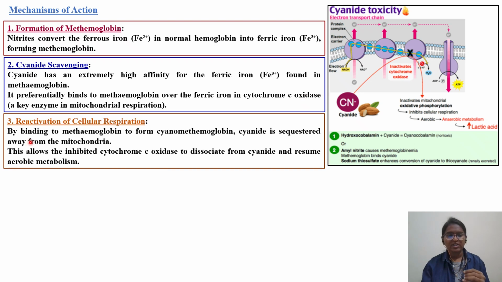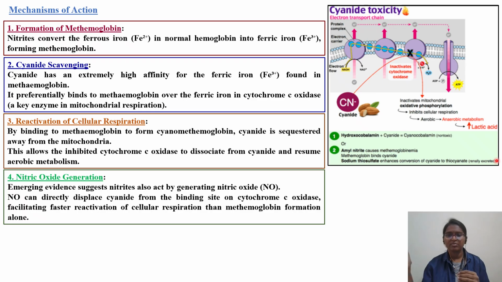Third step is reactivation of cellular respiration. By cyanide binding to methemoglobin, it will form cyanomethemoglobin. Cyanide is sequestered away from the mitochondria. This allows the inhibited cytochrome C oxidase to dissociate from the cyanide and resume aerobic metabolism. Whatever was anaerobic will come back to aerobic.